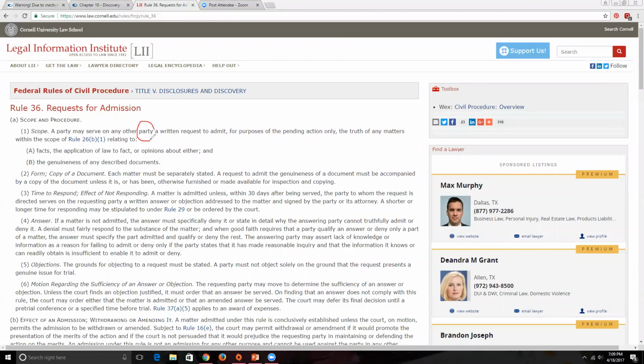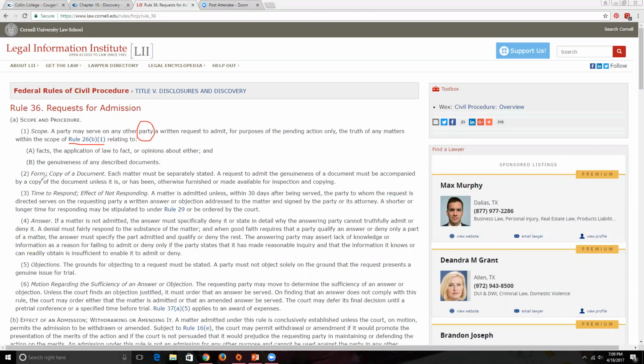You can't send this to a non-party. A written request to admit, for the purposes of the pending action only, the truth of any matters within the scope of that rule. Again, this is that general rule that says things have to be relevant, but they don't have to be admissible. Relating to facts, the application of law to fact or opinions, and the genuineness of any described documents. Again, these are the same things that we just talked about.